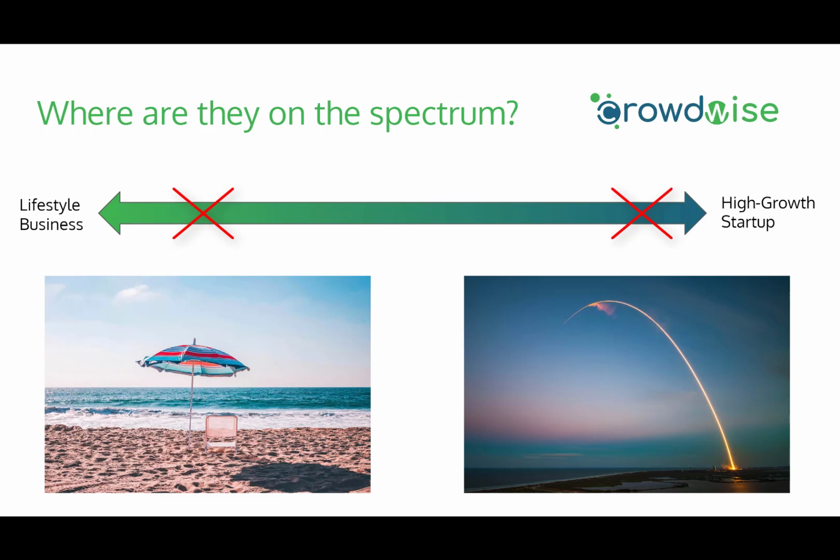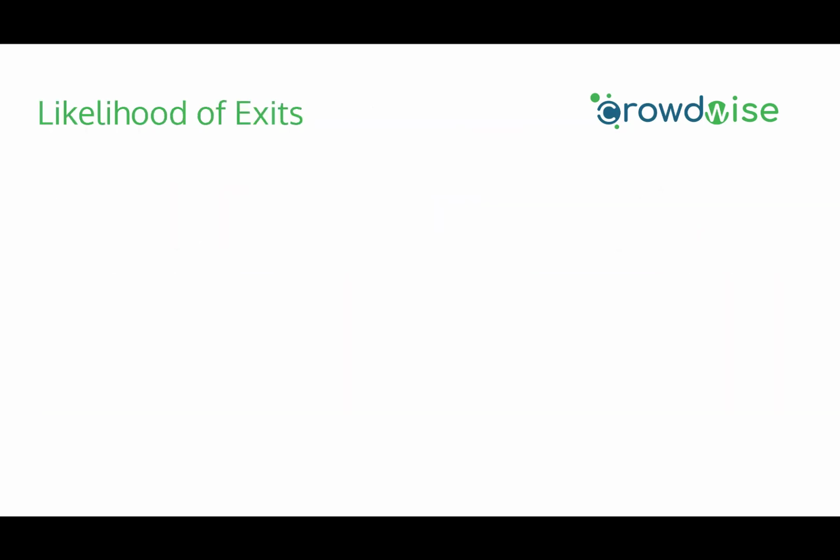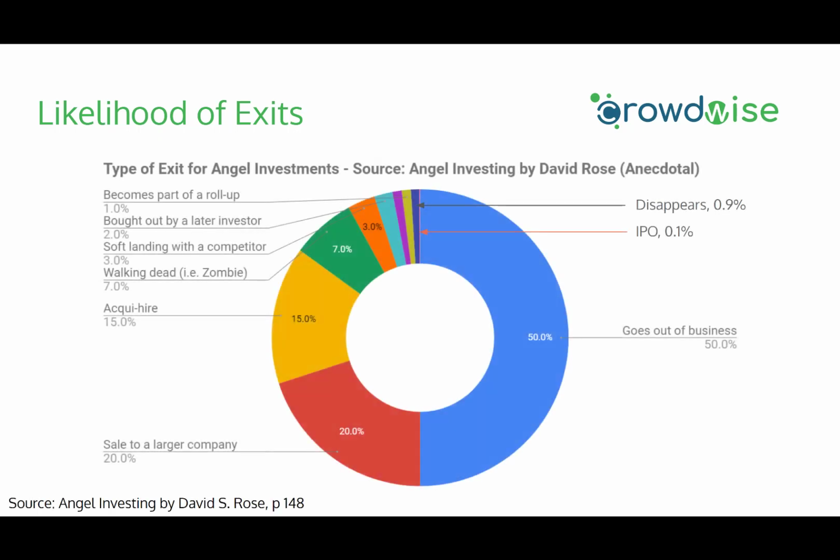However, as we've shown in the past, reaching for these potential home runs is how many early-stage investors and venture capital firms make all their returns. Going back to David Rose's book Angel Investing, we're going to summarize the likelihood of exits as David mentions from his own experiences. As you can see, more than 50% are expected to go out of business.